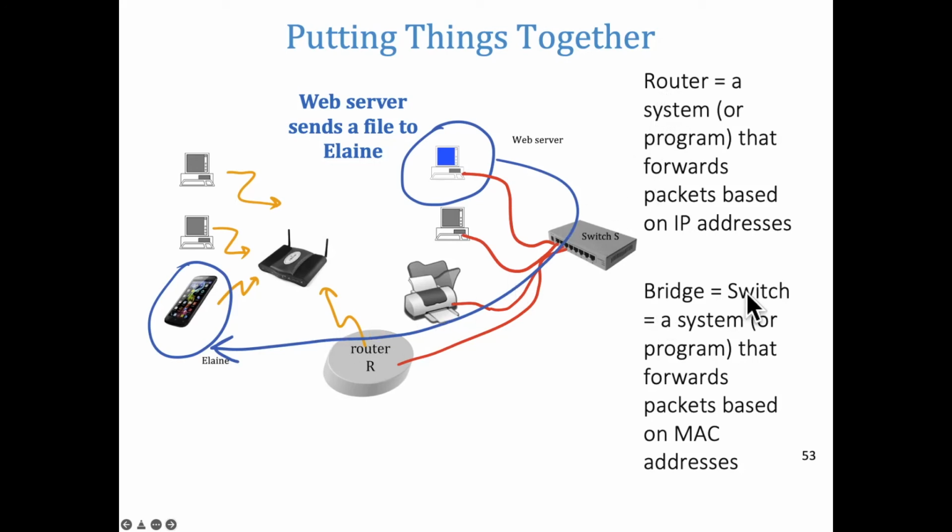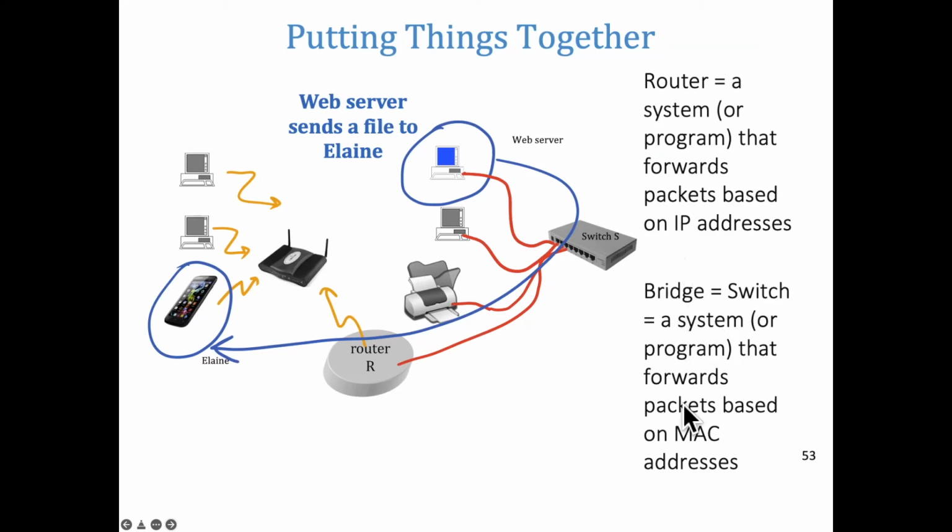And let's fix the ideas. What is a switch and what is a router? A router for us is a system or a program, either in software or hardware, that forwards packets based on IP addresses. So we look at the IP header and the forwarding table of the router, which includes some lines recording the IP, and you see that it does longest prefix match.